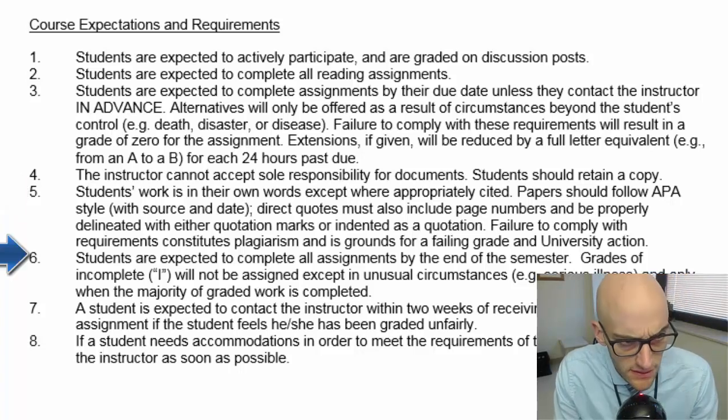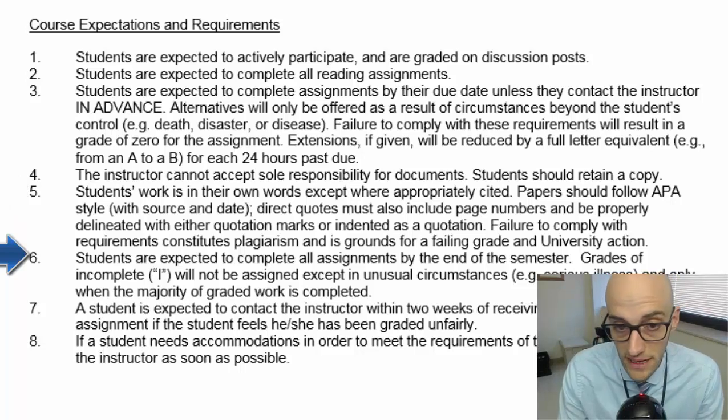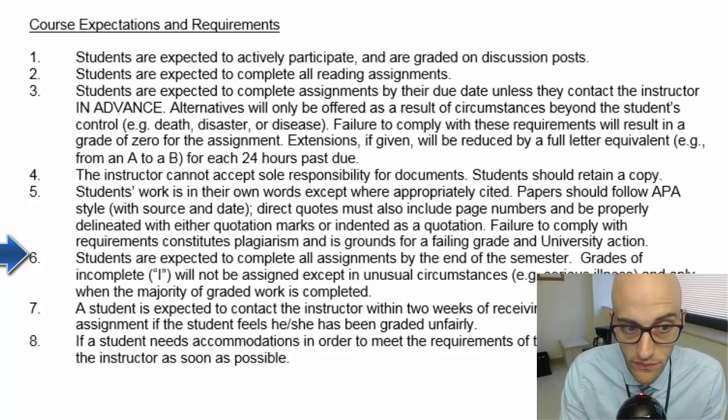Number 6 here, students are expected to complete the assignment by the end of the semester. Grades of incomplete will not be given except for unusual circumstances and only when the majority of graded work is completed. So that doesn't mean if you haven't handed in anything at the end of the semester, you ask for an incomplete so that you can start the semester late. That's not how this works. If you've completed the majority of the work and something comes up at the end of the semester and you just need an extension, we can talk about it then. But this is really only given in extreme or unusual circumstances.